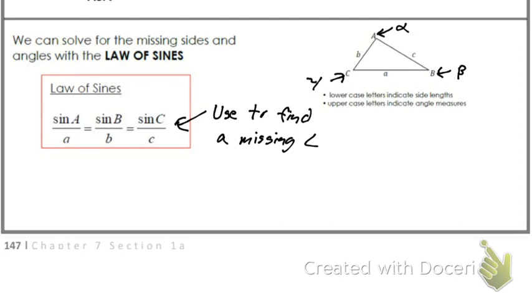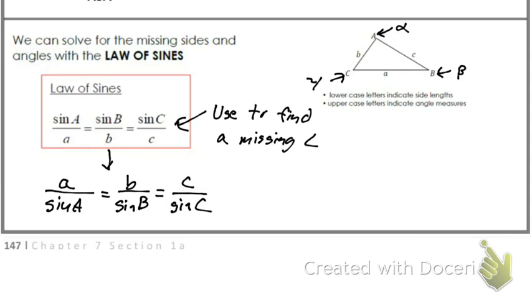So if I miss an angle, I typically use this one. However, if I'm missing a side, I'm going to change this a little bit. I'm going to take basically the reciprocal of all of it. So A over sine alpha is going to equal B over sine beta equals C over sine Charlie. This is the one I'm going to use to find a missing side.